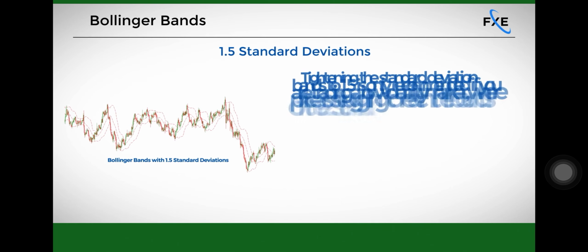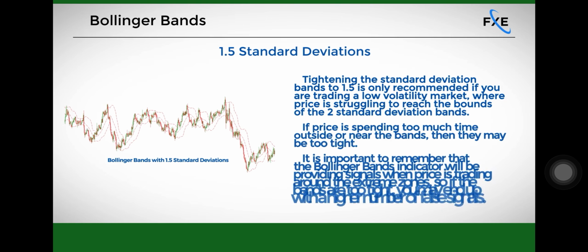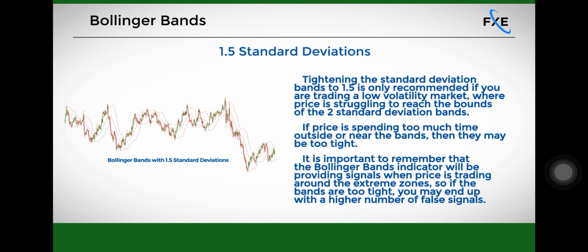Tightening the standard deviation bands to 1.5 is only recommended if you are trading a low volatility market, where price is struggling to reach the bounds of the 2 standard deviation bands. If price is spending too much time outside or near the bands, then they may be a little too tight. It is important to remember that the Bollinger Bands indicator will be providing signals when price is trading around the extreme zones, so if the bands are too tight, you may end up with a higher number of false signals.